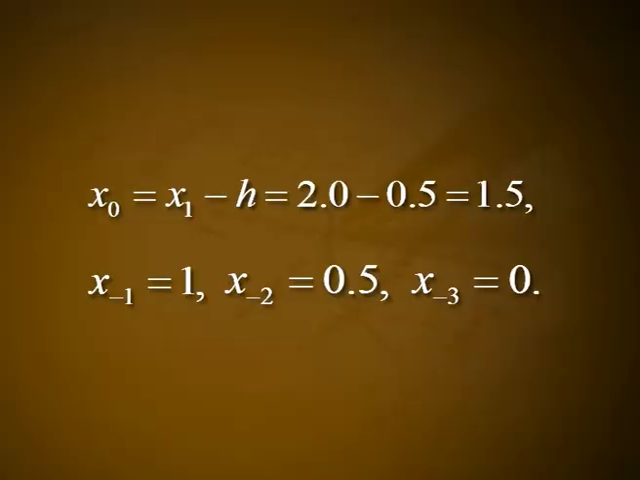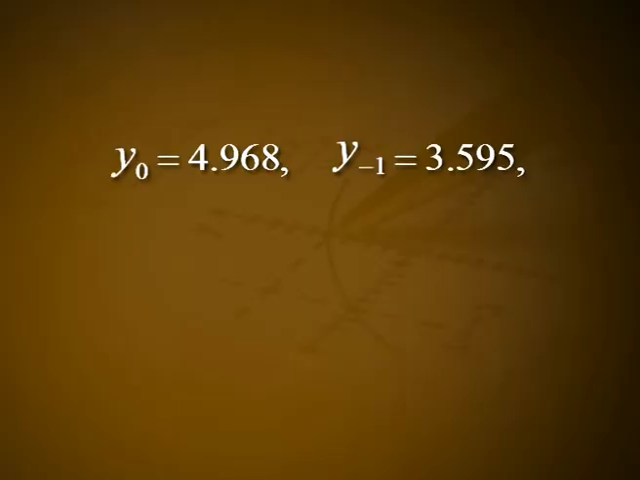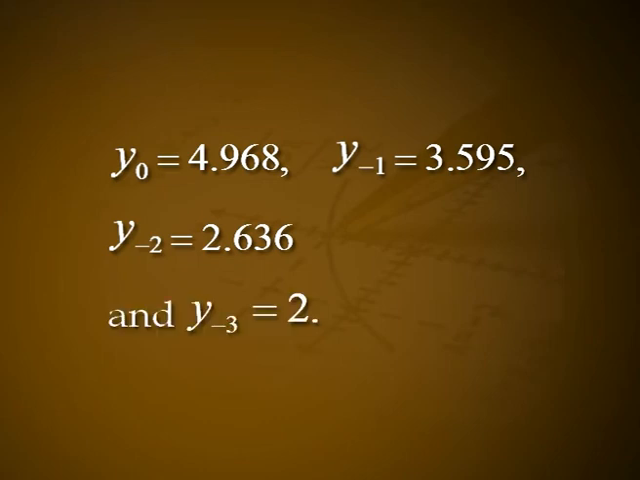Solution. Here take x1 equal to 2.0, h equal to 0.5, hence x0 equal to x1 minus h, that is 2 minus 0.5, that is equal to 1.5. x minus 1 equal to 1, x minus 2 equal to 0.5, x minus 3 equal to 0. Also, by the assumption y0 equal to 4.968, y minus 1 equal to 3.595, y minus 2 equal to 2.636 and y minus 3 equal to 2.